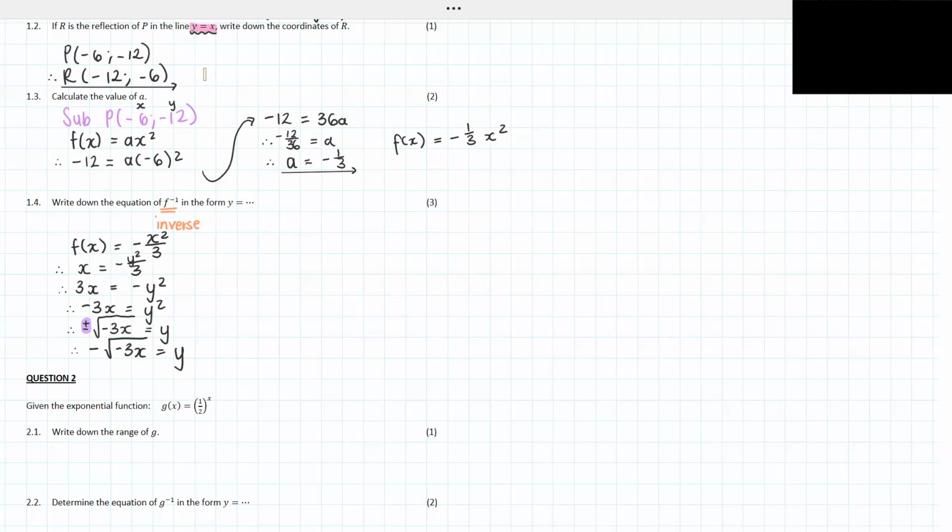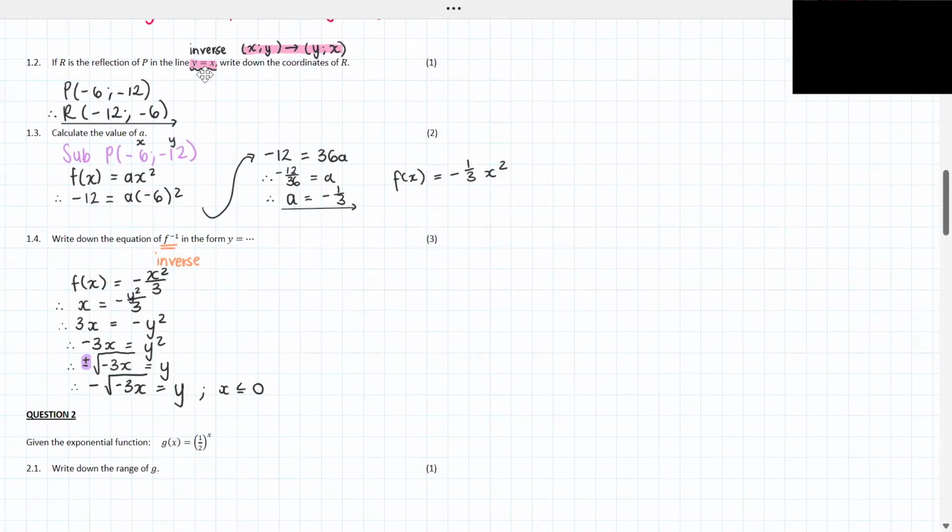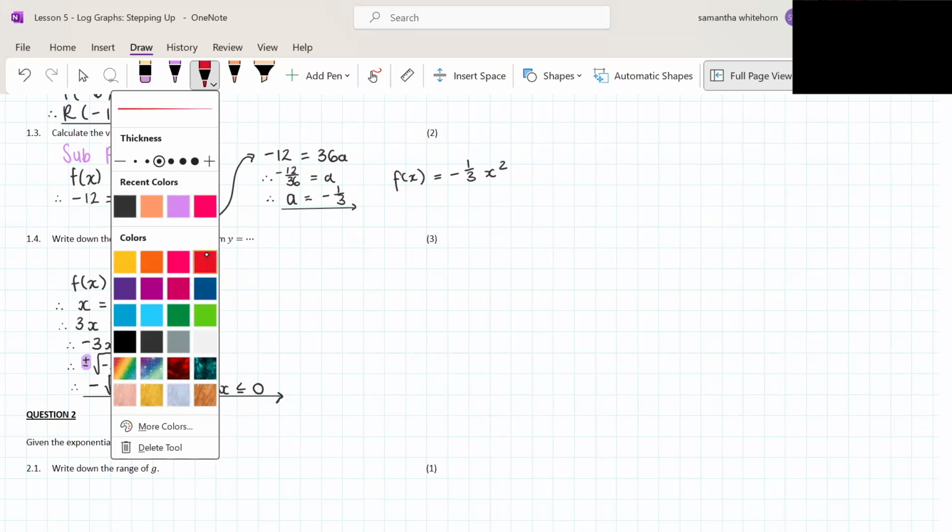Importantly as well, we still have that restriction, and we need to always remember to include our restriction of x must be less than or equal to 0. Again, if you look at your graph, you are only considering the inverse graph where x is negative. All of those x values are negative. So it goes back to that original domain that we were given. And so the equation for the inverse function is y is equal to minus square root of -3x.